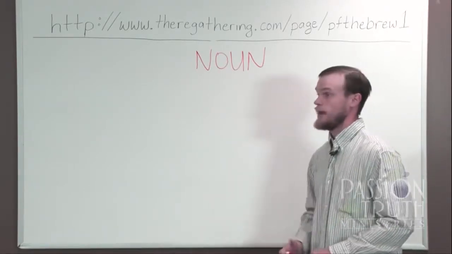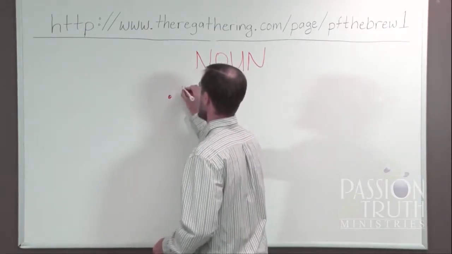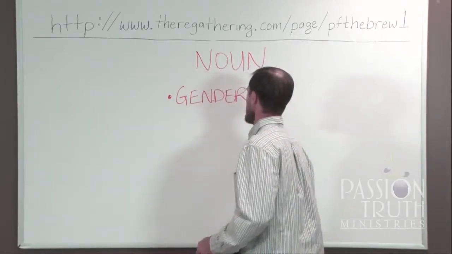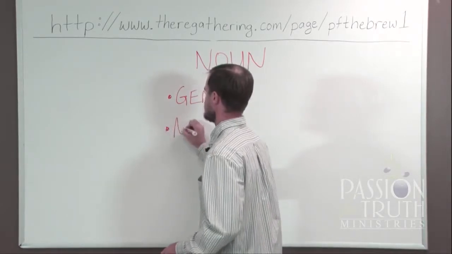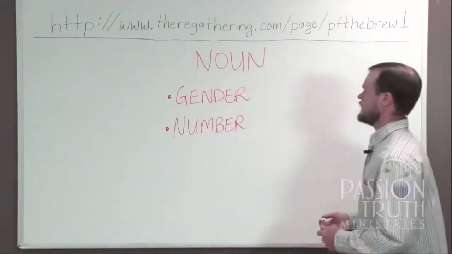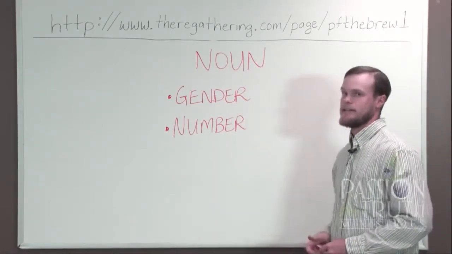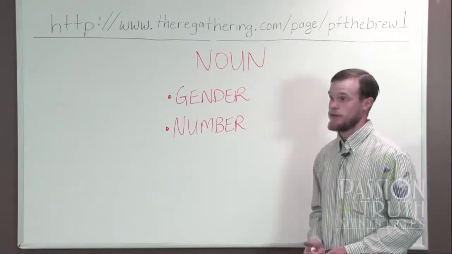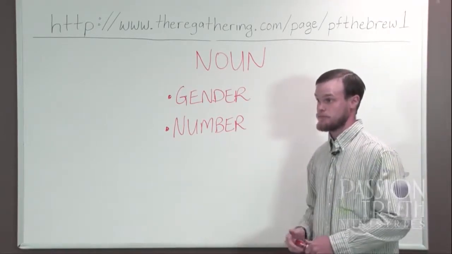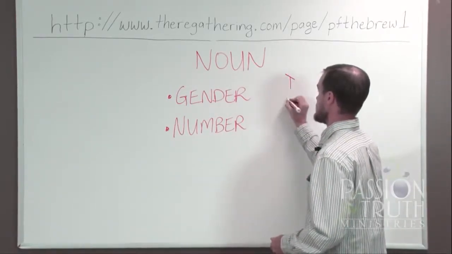All nouns in Hebrew have two basic properties. Okay, first property is called gender. Second property is called number. Gender is a property that we lack in English, and sometimes it's hard to wrap your mind around exactly what that means. There are two genders in Hebrew, masculine and feminine. Okay, the masculine gender is indicated by a zayin, and the feminine gender is indicated by a nun.